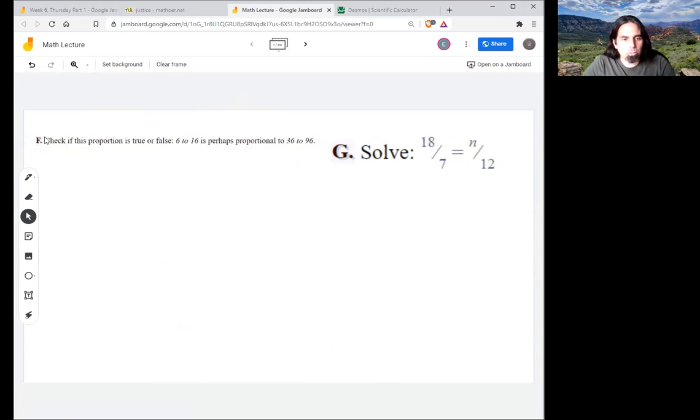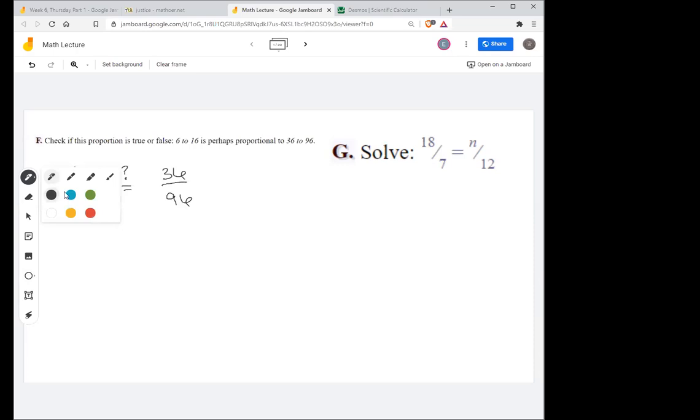Okay, so the first one, which I will write bigger so you can read it, check if this is true. 6 to 16. Is that maybe proportional, which just means equal, to 36 to 96? Does someone want to lead me through this? I can try. Sure.